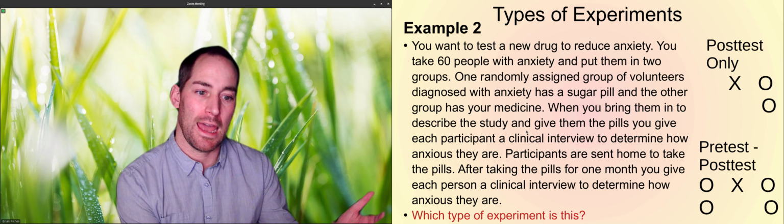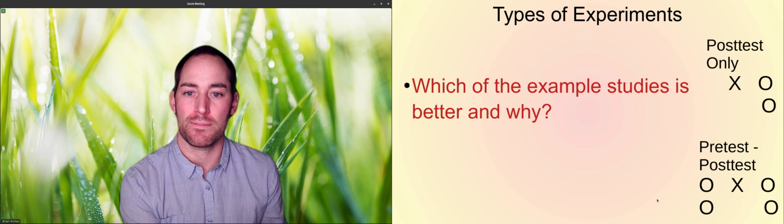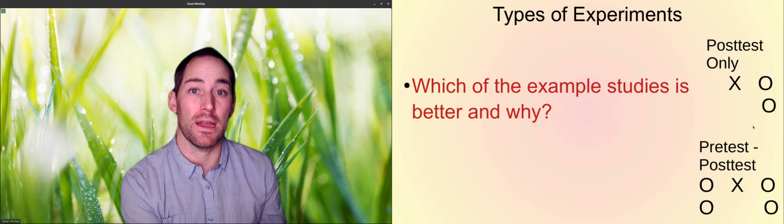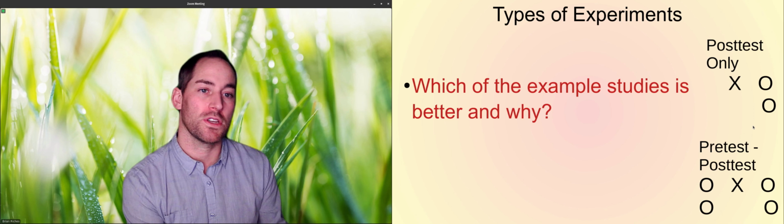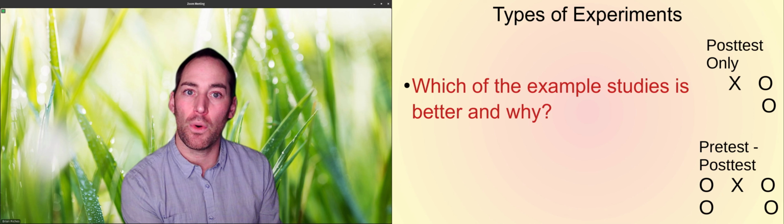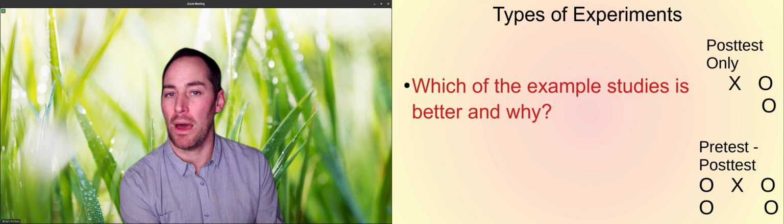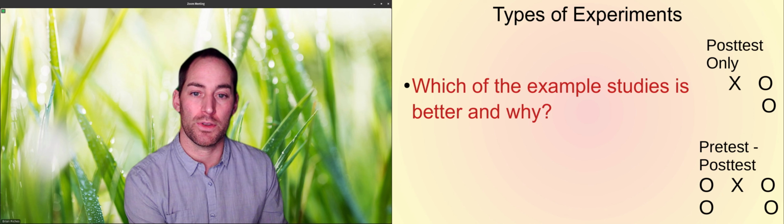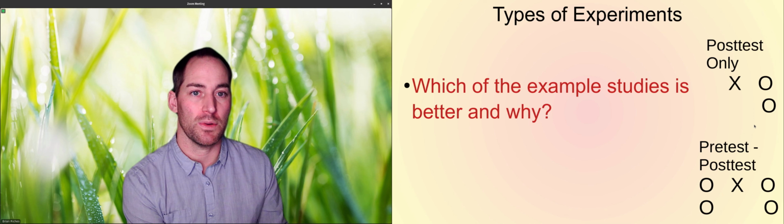Probably pretty clear because this is a lot longer description. I'm describing a pretest and a post-test. All right, so which of these studies is better and why? Put in your own notes, which study would you rely on the results for? The one where they get the pretest about anxiety before doing the treatment, or the one where they don't get the pretest before the treatment? So put that in your notes.